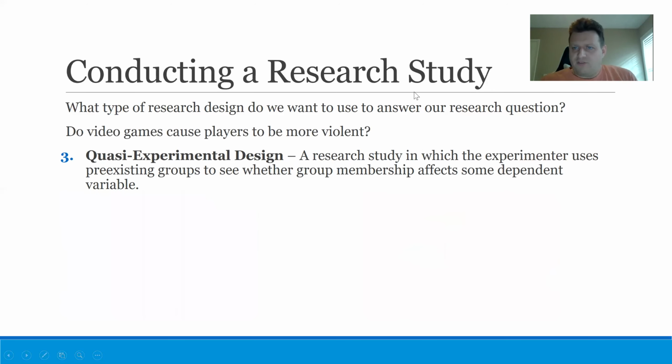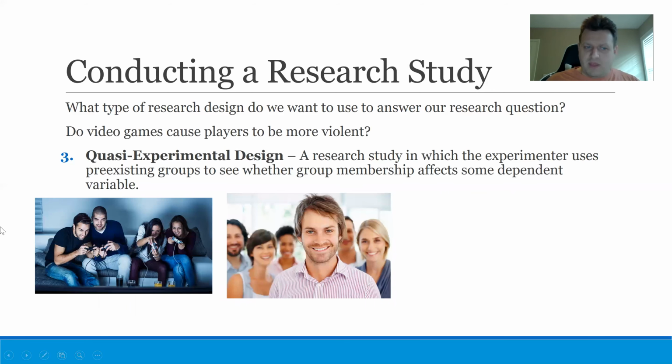All right, the last one, quasi-experimental design. There's a variety of quasi-experimental designs. The one that I'm going to talk about has to do with pre-existing conditions. We are thinking about things in terms of groups. So you're in either group A or group B. But these are groups that have already existed, and the researcher isn't able to assign you to a particular group. So we ask people, are they a video gamer? Do they play violent video games, or do they not play violent video games? So we have our gamers and we have our non-gamers.